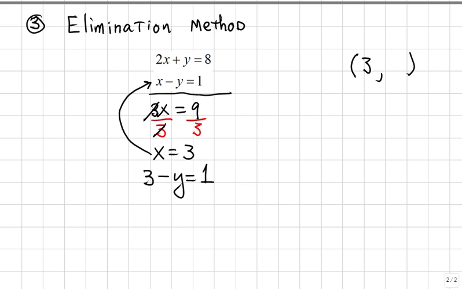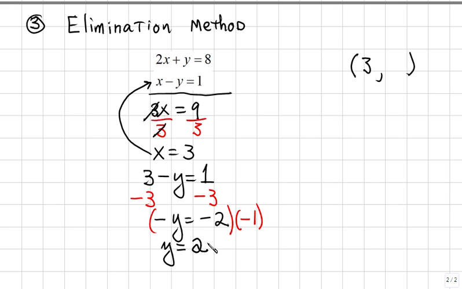To solve this equation, we'll subtract 3 from both sides to get the numbers on the same side of the equation. 3 minus 3 cancels, and we're left with negative y equals 1 minus 3, which becomes negative 2. And if we multiply both sides of this equation by negative 1 to eliminate the minus sign, we'll be able to find y. Negative 1 times negative y becomes positive y. And negative 2 times negative 1 becomes positive 2. So when x equals 3, y will be 2. Again, this is the solution to our system of equations.